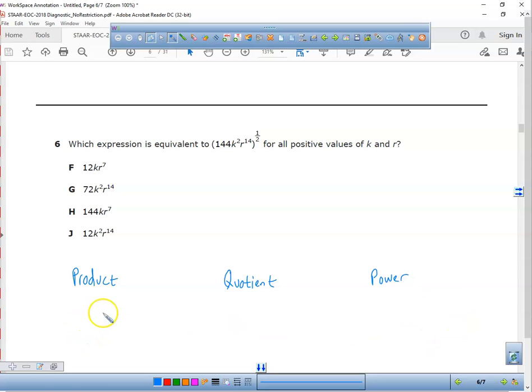Okay, so here we go. Here's what I want you guys to write down for the product property. This is super important. a to the power of m times a to the power of n is a to the power of m plus n.